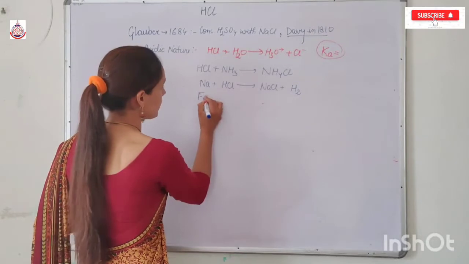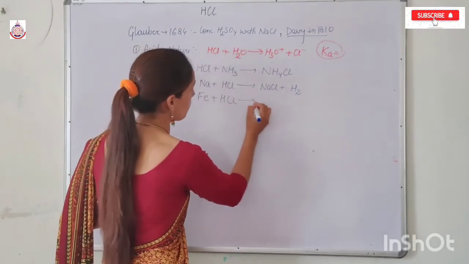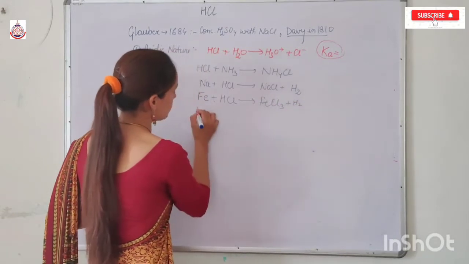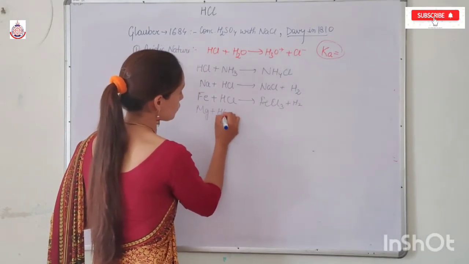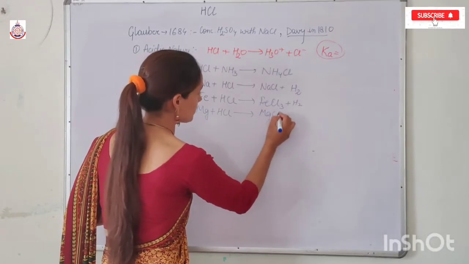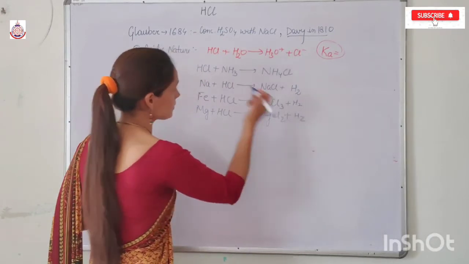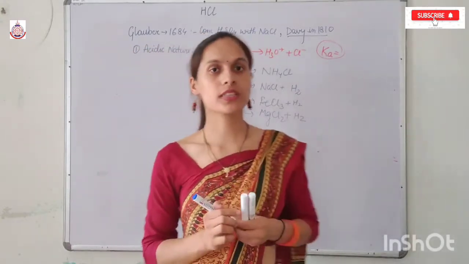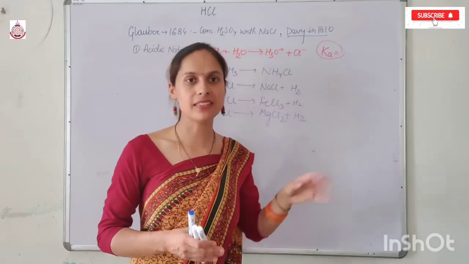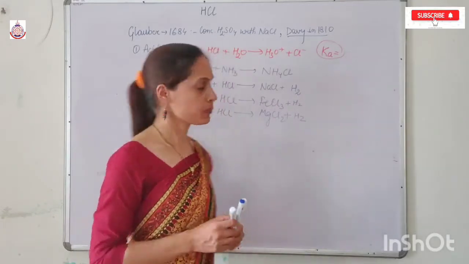Similarly, Fe reacts with HCl to form FeCl3 plus H2. Mg reacts with HCl to form MgCl2 plus H2. So HCl reacts with a number of metals to form the corresponding chloride and liberates a gas, that is hydrogen gas.